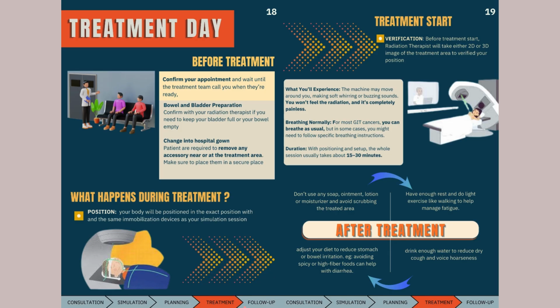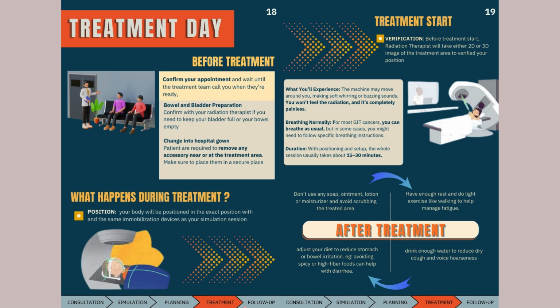Moving on to the treatment day. Before treatment, you need to confirm your appointment and wait until the treatment team calls you when they're ready. You may also need bowel and bladder preparation, which you can confirm with your radiation therapist, whether you need to keep your bladder full or your bowel empty. Next is to change into a hospital gown, and you are required to remove any accessory near or at the treatment area. Make sure to place them in a secure place.